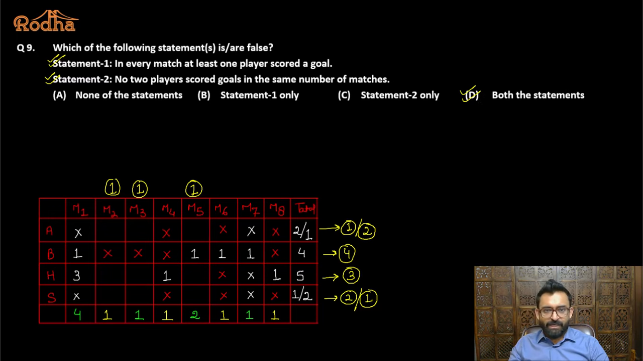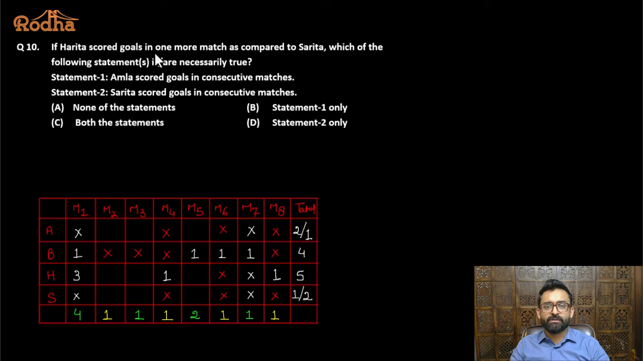Fine with this? Let's move to question number 10. Harita scored goals in one more match as compared to Sarita. Harita scored goals in 3 matches. That means Sarita should score goals in 2 matches, in 2 different matches. And then Amala will score in 1 match, because she has to score only 1 goal then. She cannot score in the same match, because I have already concluded these 3 matches are vacant, where 1 goal is to be scored by Amala and Sarita in each one of the matches. So Amala will score only 1 goal in that case.